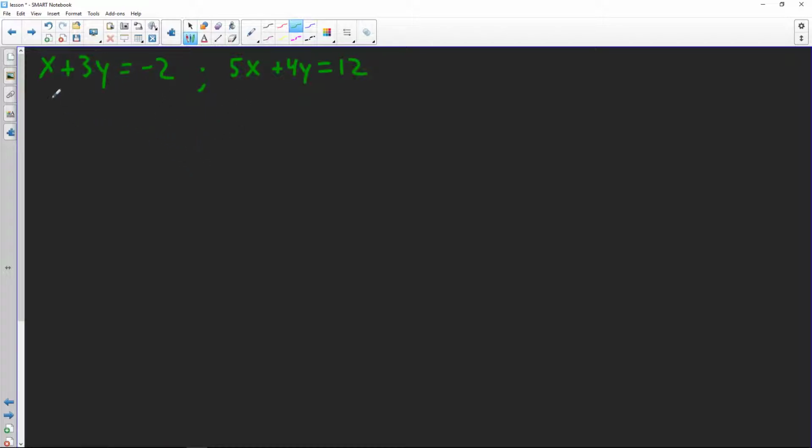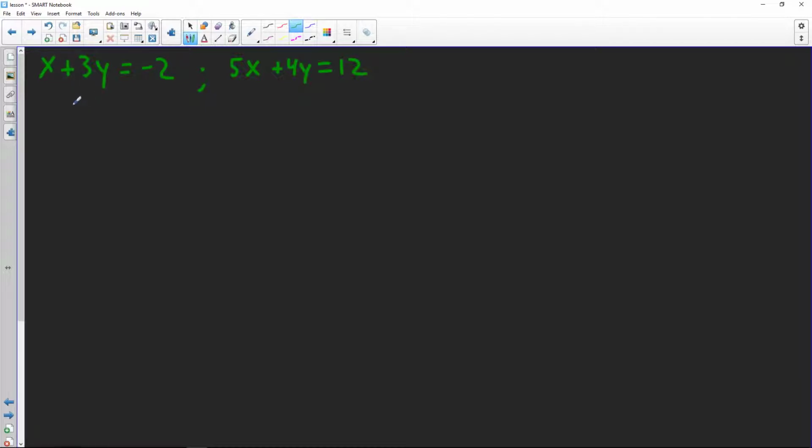So what I do is I look and see, okay, which variable can I find the easiest? So I can probably find x the easiest, right? Because y has a 3 in front of it, this x has a 5 in front of it, this y has a 4 in front of it. So I'm going to get x by itself so that I can sub it in.